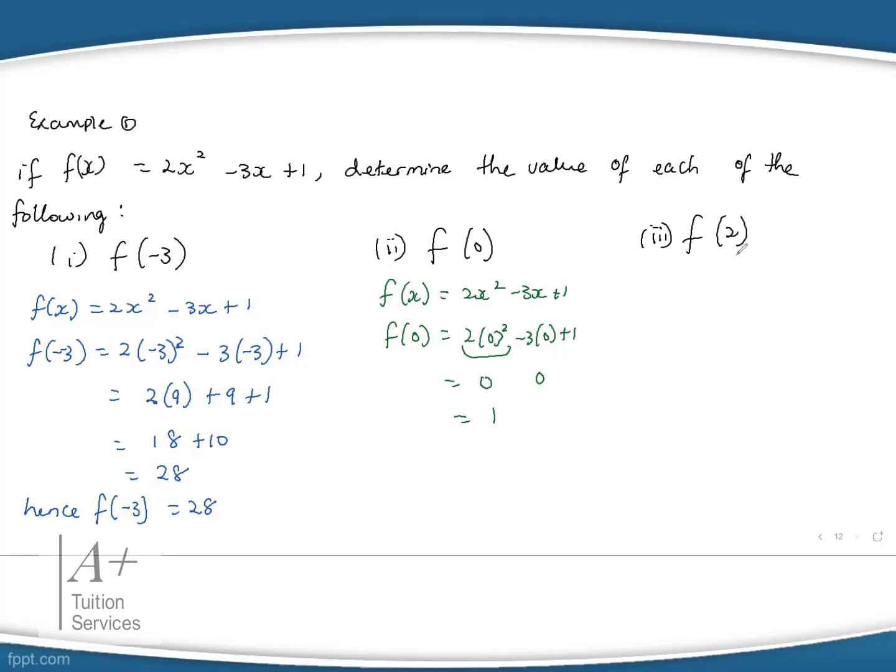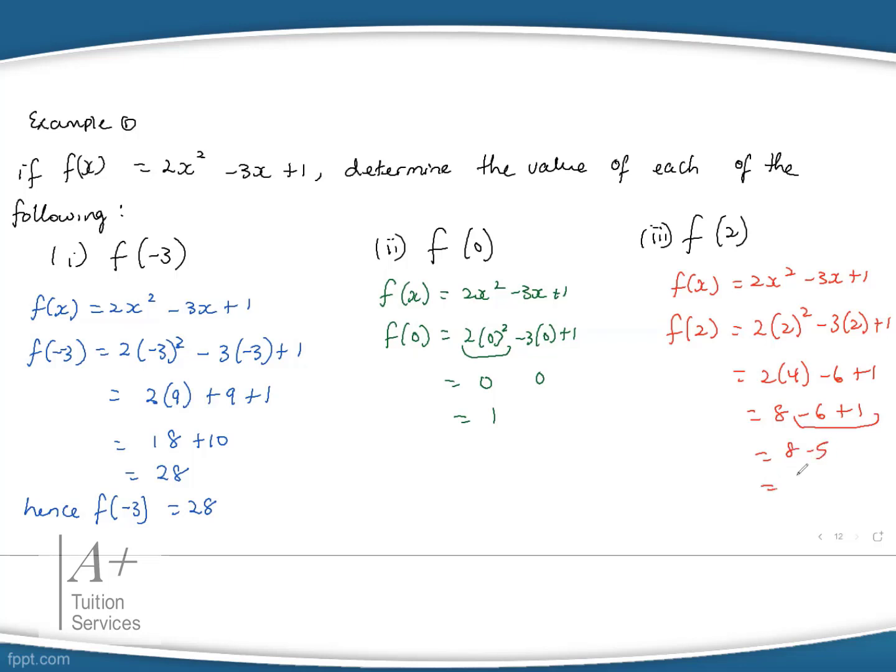Okay, so f of 0 is 1. In this side here now, everything that is x is going to be 2. So we have f of 2 is equal to 2 by 2 squared minus 3 by 2 plus 1. 2 by 2 is 4, so 2 by 4. 3 by 2 is 6 plus 1. We're going to end up with 8 minus 6 plus 1. And this will lead to 8 minus 5, which is equal to 3. So f of 2 is equal to 3.